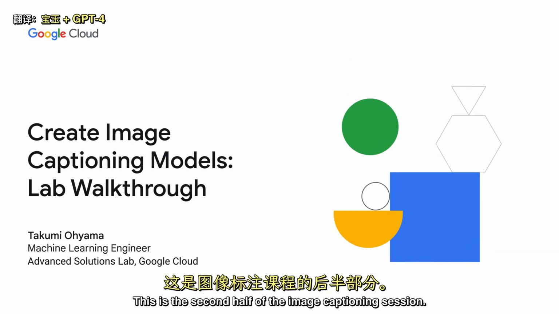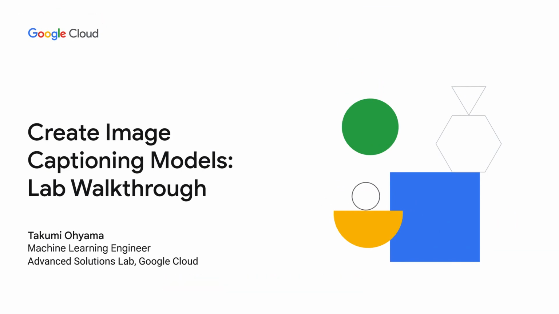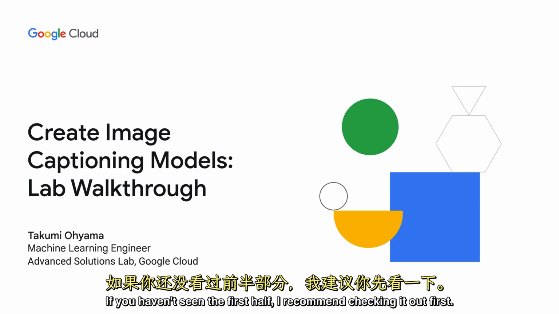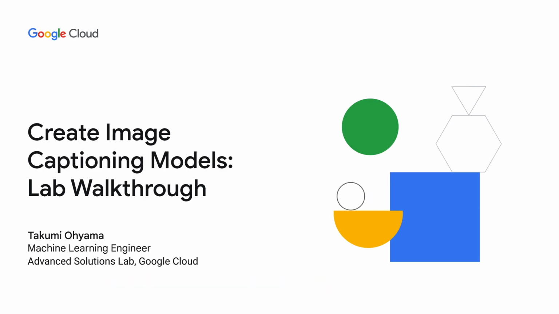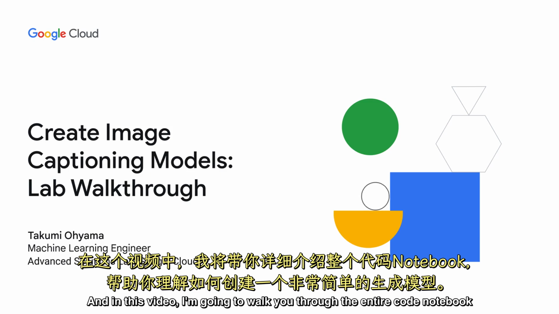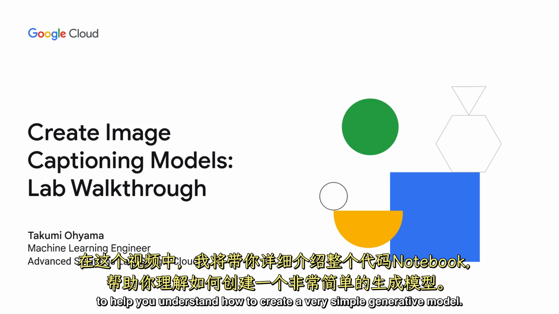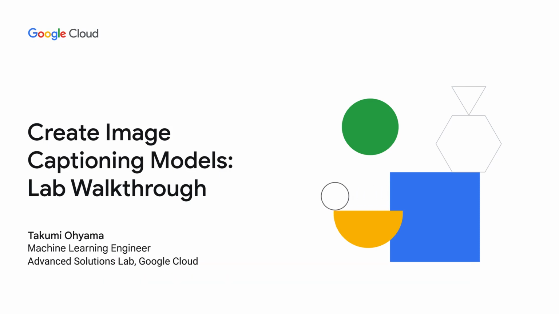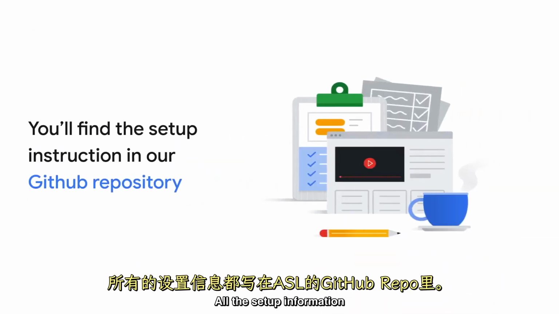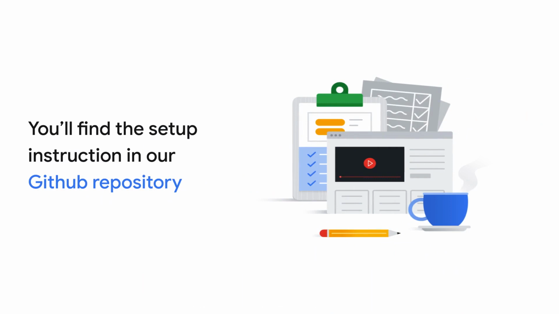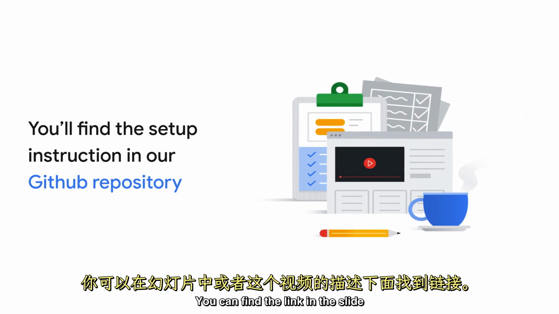This is the second half of the image captioning section. If you haven't seen the first half, I recommend checking it first. In this video, I'm going to walk you through the entire code notebook to help you understand how to create a very simple generative model. All the setup information is written in the ASL GitHub repository. You can find the link in the slide or in the description below this video.